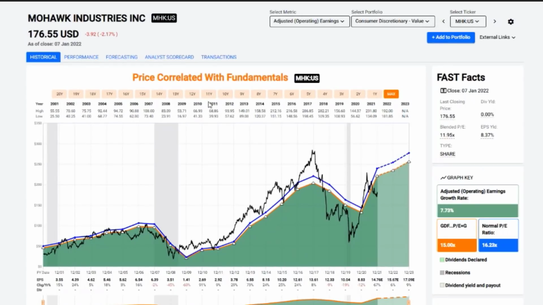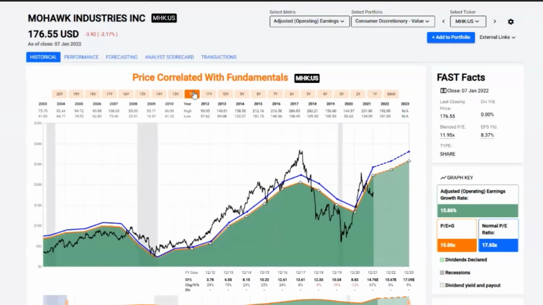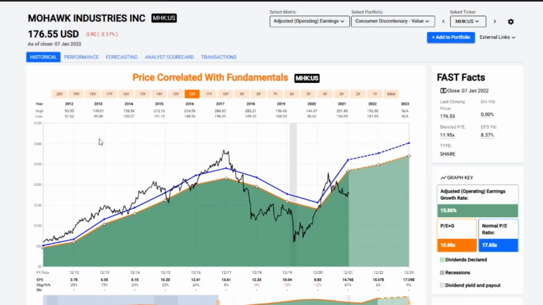Mohawk is a non-dividend paying stock. It's cyclical, but it's also growthy. You can see that during periods when it is growing, for example, since 2012, we've had almost 16% growth. You can see the stock price track that growth. When they hit a couple of bad years, coming prior to COVID and coming through COVID, the stock price languished. It got very, very inexpensive.